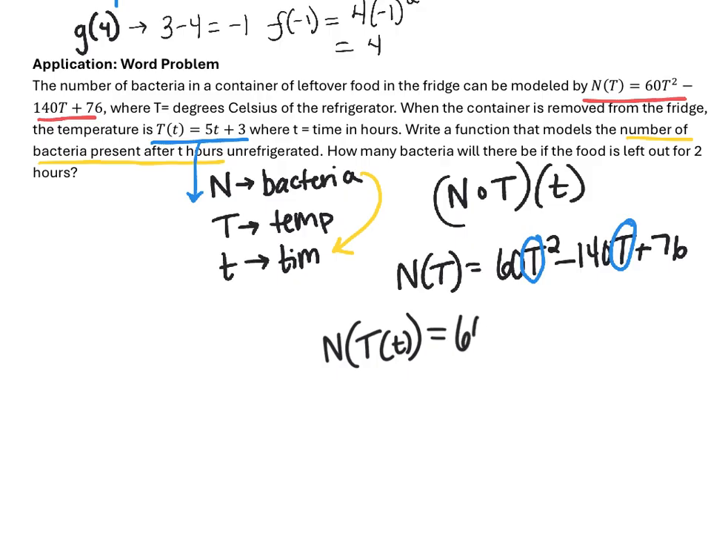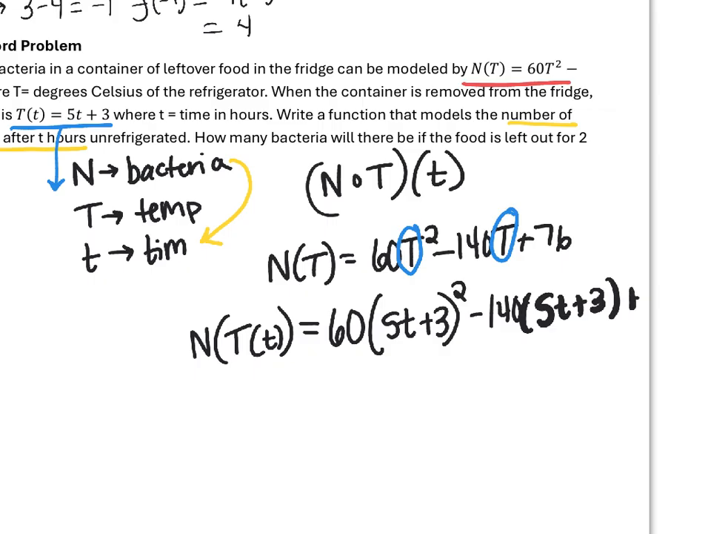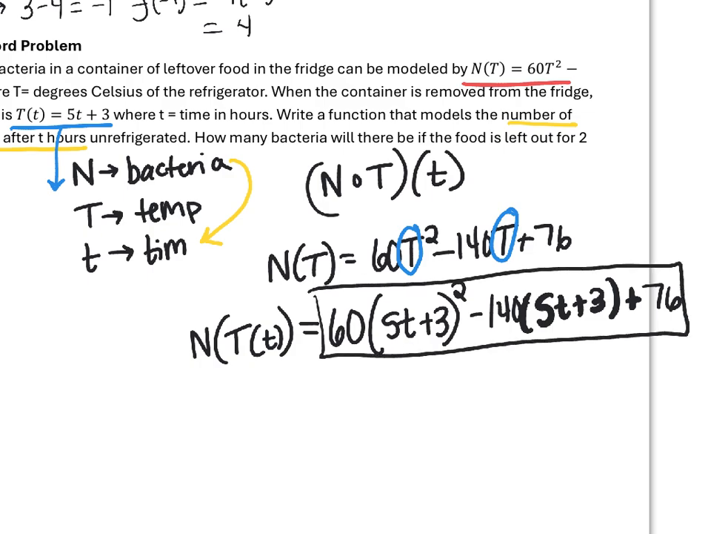So 60 times 5t plus 3 squared minus 140 times 5t plus 3 plus 76. And then from here, so this is my composed function. That is relating the number of bacteria to time by putting those together. Then it asks us how much bacteria will there be if the food is left out for 2 hours. Now we're going to find when t, time, is 2.